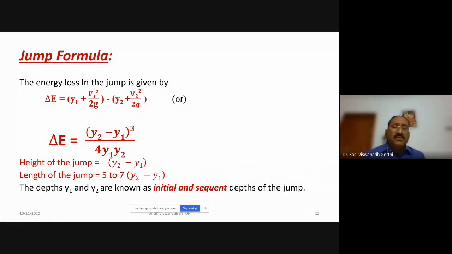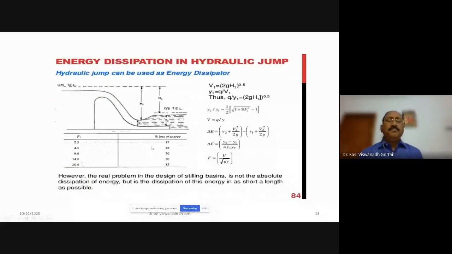The depths Y1 and Y2 are known as the initial and sequent depths for the jump. Collectively they are called the conjugate depths. So this figure shows a spillway, at the foot of which you have the depth Y1, the supercritical state of flow, and after forming the hydraulic jump it reaches the depth Y2. So Y1, Y2 are the initial and sequent depths, and the corresponding formulae have also been given here.